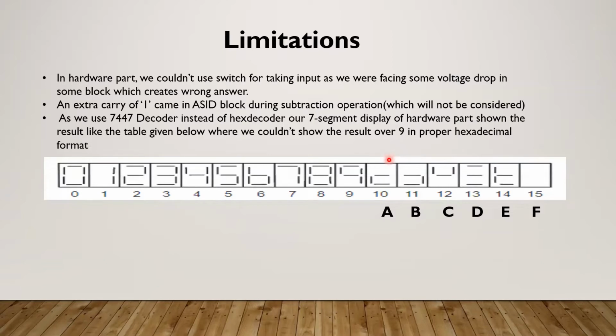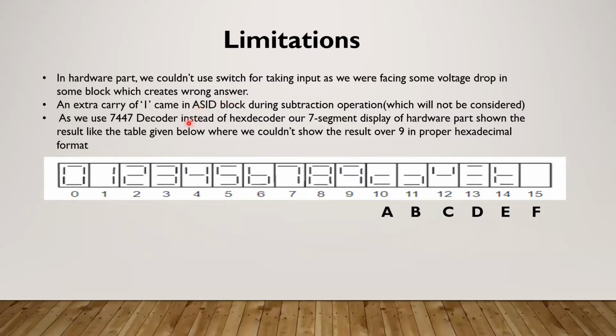We faced 3 limitations in our project. In our hardware part, we couldn't use a switch due to significant voltage drop in some blocks. We tried using a 6-pin push button DPDT switch during our input, but our voltage decreased from +5 volt to +1.79 volt, and in some cases the IC couldn't receive power due to it.